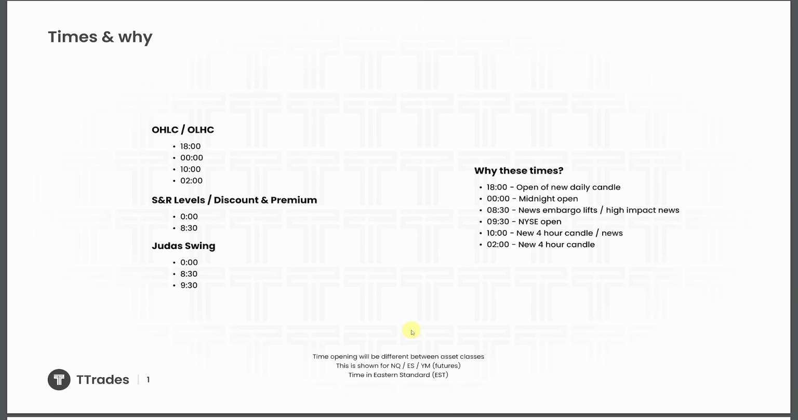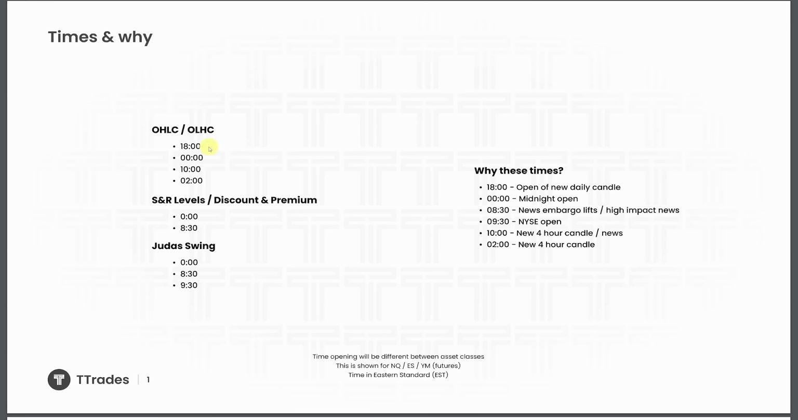Now these time openings are going to be slightly different between asset classes. For instance, if I'm looking at Forex, these 4-hour candles will change, and we don't really have the 9:30 open with Forex. All times are shown in Eastern Standard Time. So now how do I use each of these time levels?